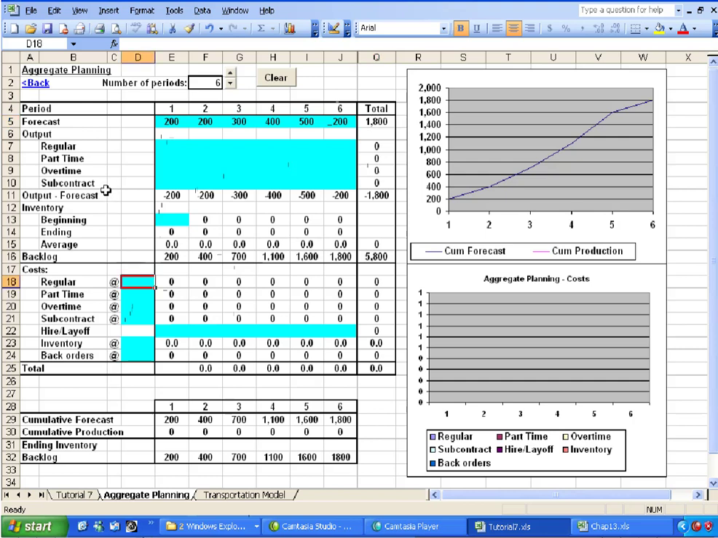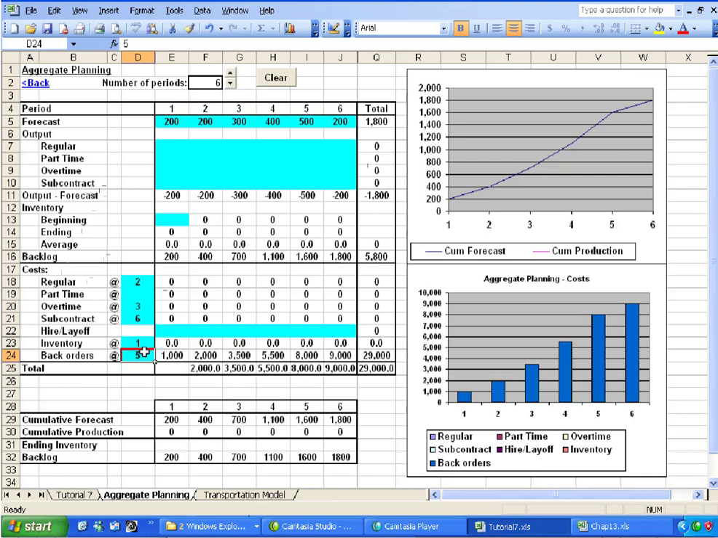Producing on regular time costs $2 per unit, and there will be a limit of 300 units per period. Producing on overtime has a cost of $3 per unit, and there will be a limit of only 40 units per period. Subcontracting has a cost of $6 per unit and essentially no limit. Inventory forward costs $1 per unit per period. Back ordering, that is producing in a later period to meet demand in an earlier period, has a cost of $5 per unit per period.